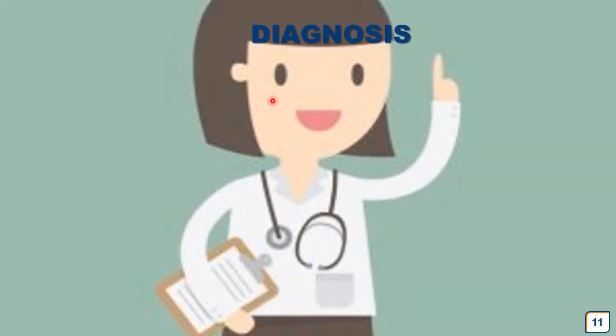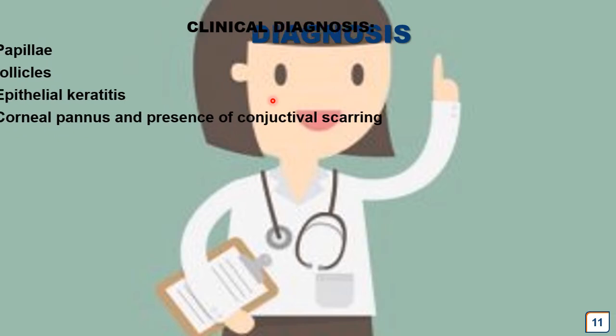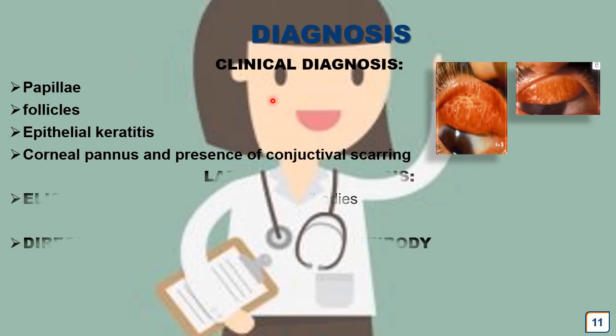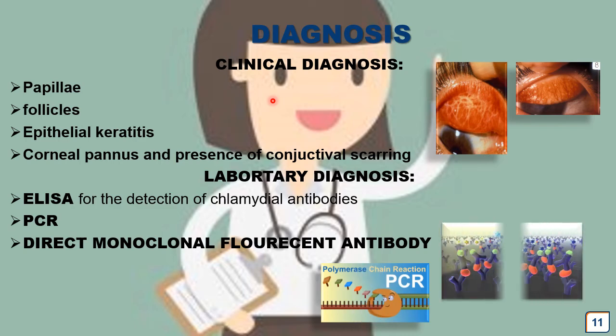Diagnosis. For the diagnosis of trachoma, there are two methods. The first one is the clinical diagnosis, the second one is the laboratory diagnosis. The clinical diagnosis is made if you see papillae, follicles, epithelial keratitis, corneal pannus, and if there is the presence of conjunctival scarring, as you can see in this picture. The second is the laboratory diagnosis.